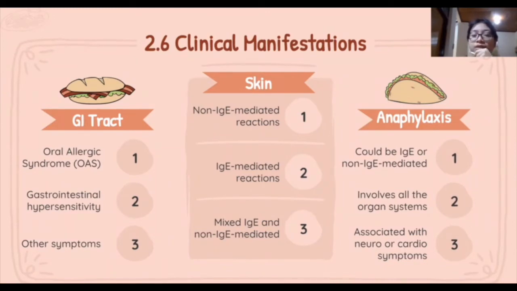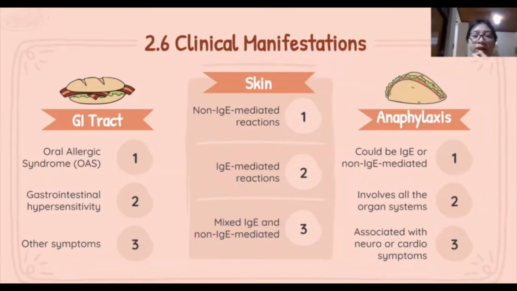I would like to continue the presentation on the clinical manifestation of food allergy, which can vary from patient to patient. Manifestation could range from a mild and localized case of hypersensitivity to a systemic and fatal case like anaphylactic shock. It can affect several different organs and systems.